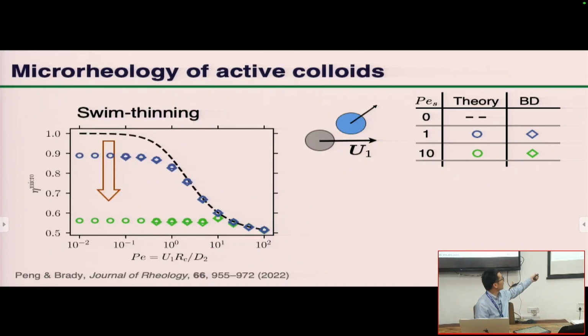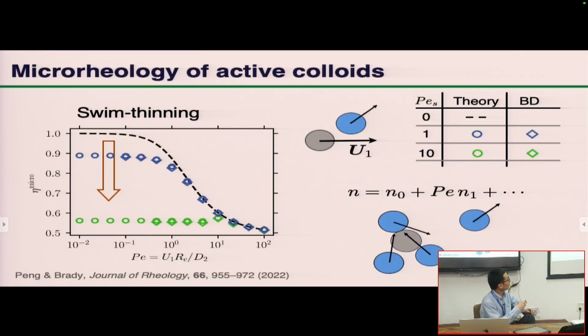But on the left-hand side, I call this a swim thinning behavior. As you swim, it's easier to flow, which is a thinning behavior. It's sort of like a microscopic analog of the shear thinning behavior that we talked about before. So that's for active particles.